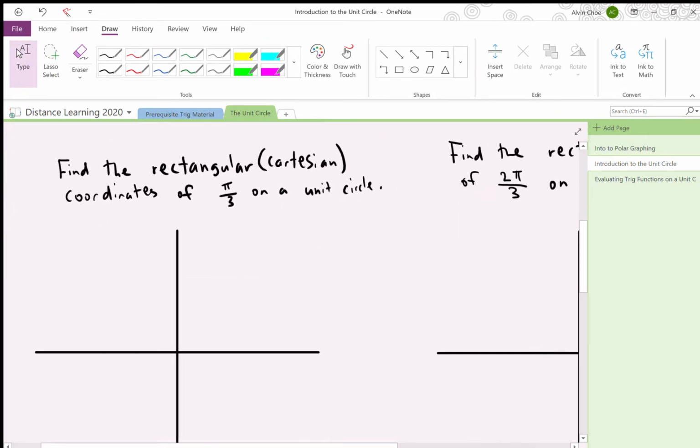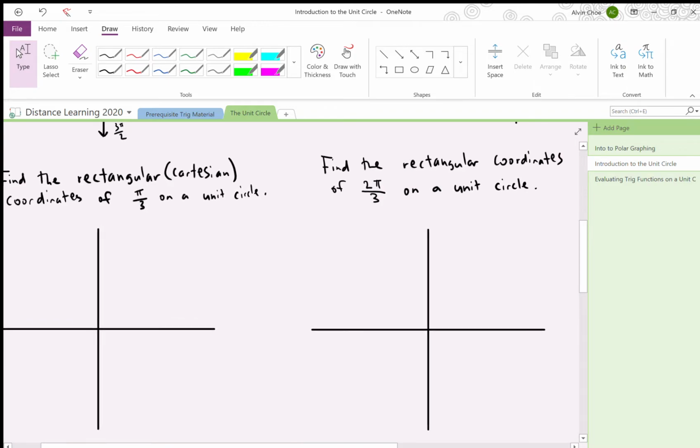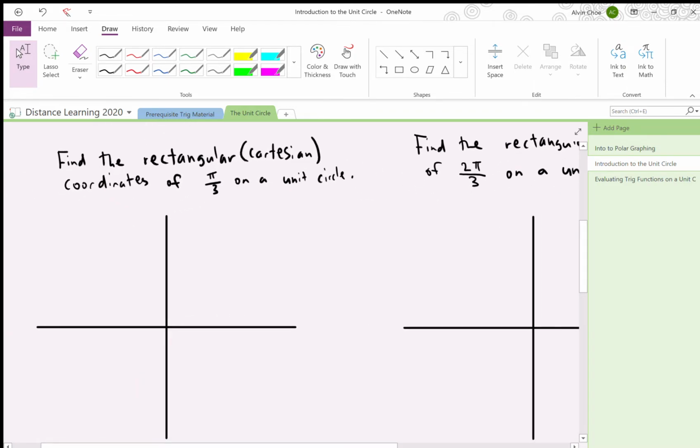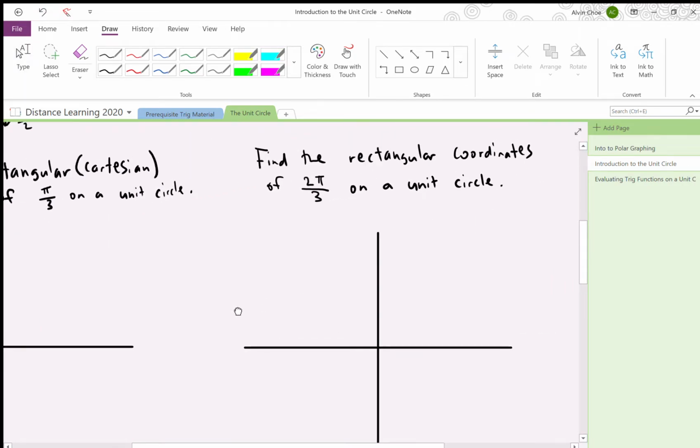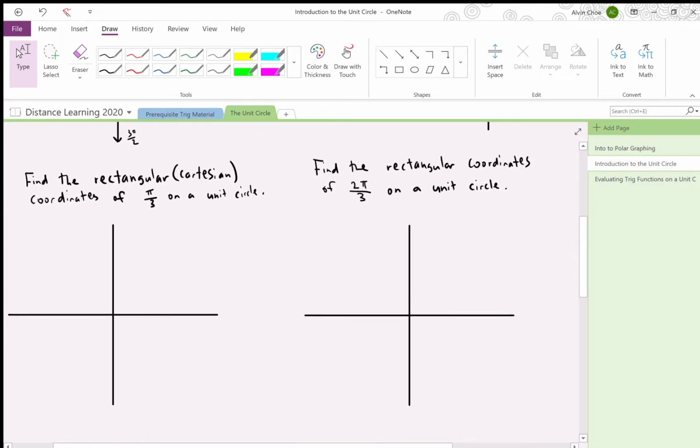Let's start by doing some practice in quadrant 1 and then doing a little practice in quadrant 2. So for the first practice problem, this is the one I expect everyone to be able to do right now. Find the rectangular coordinates of pi over 3 on the unit circle. And then the second one, which I don't expect everyone to do right away, is find the rectangular coordinates of 2 pi over 3 on a unit circle. Go ahead and pause the video.